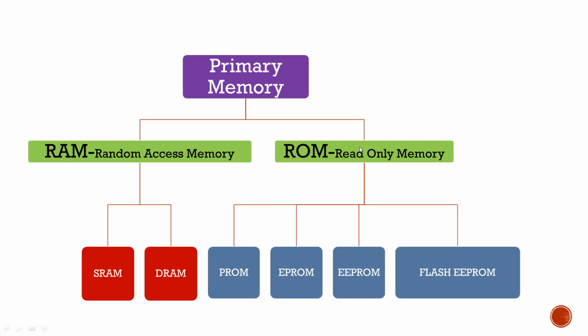RAM means random access memory, also called read or write memory. It stores active information, meaning data and instructions. One of the important points is that it is volatile memory. What is volatile memory? Volatile memory loses its contents when the power is switched off.